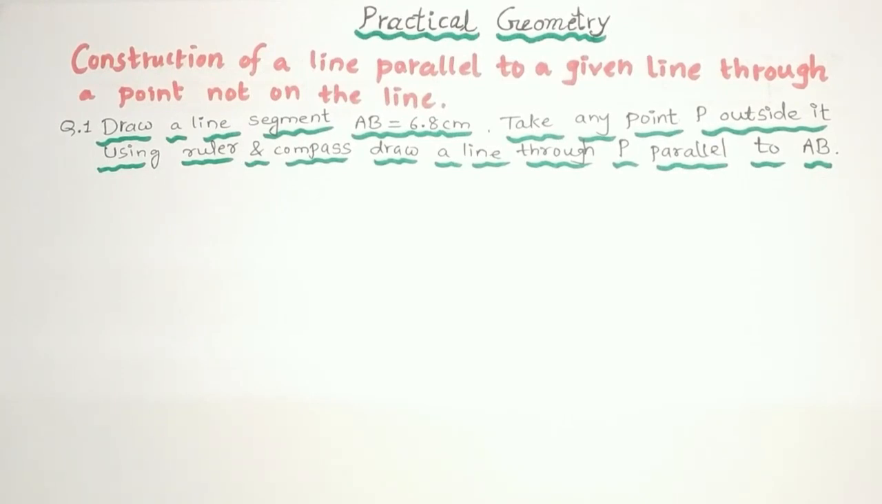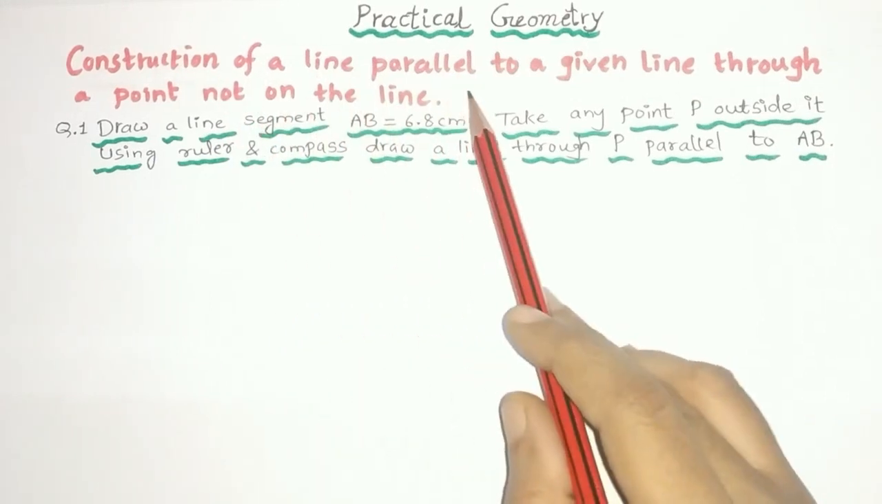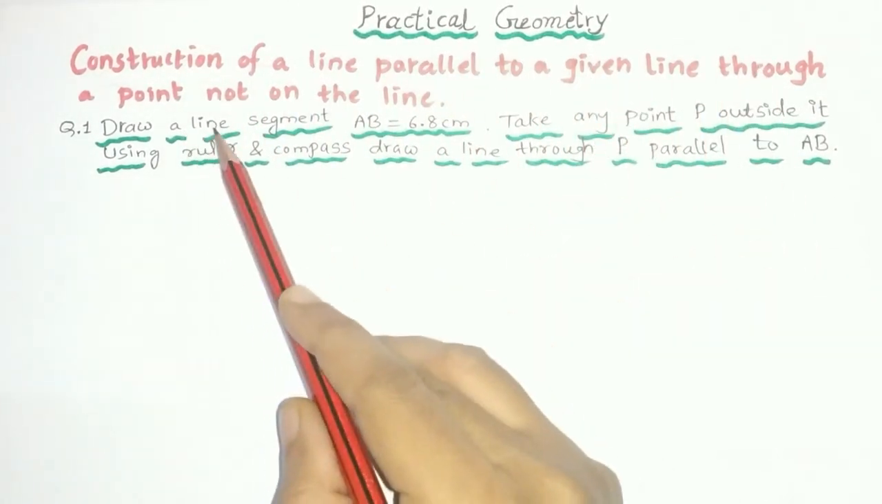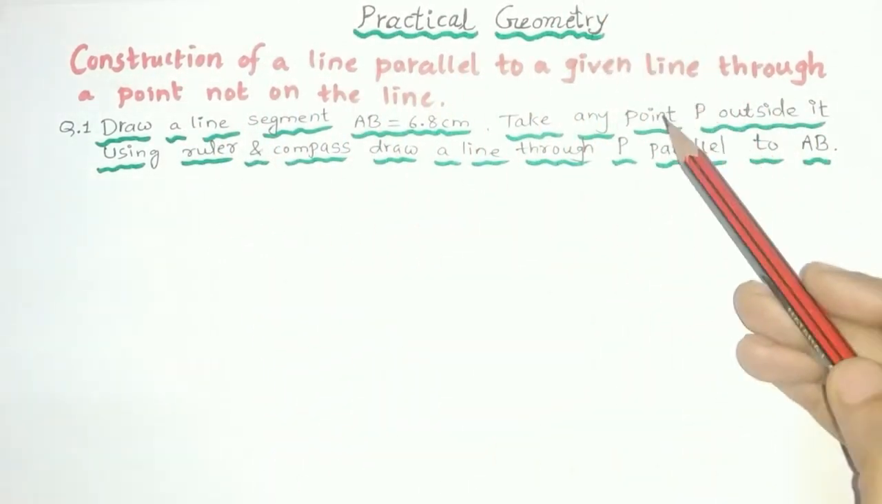In this practical geometry lesson we are going to construct a parallel line through a given point. Again, in this lesson we are going to see how to construct triangles by given measurements of the sides, sometimes an angle is given to you, and sometimes we have to construct right angled triangles. So let's start. First of all, we are going to construct a line parallel to the given line through a point which is not on the line.